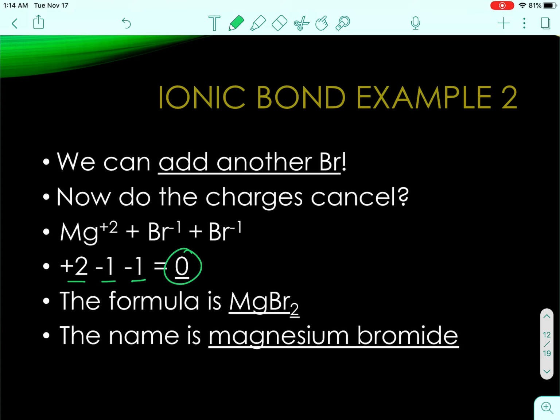Okay, and then the formula. So we had one magnesium, and then we had a bromine and a bromine. So for the formula, the metal always goes first, so magnesium first, and then there are 2 bromines, so the 2 goes after the Br. So MgBr2, and the name is magnesium bromide.